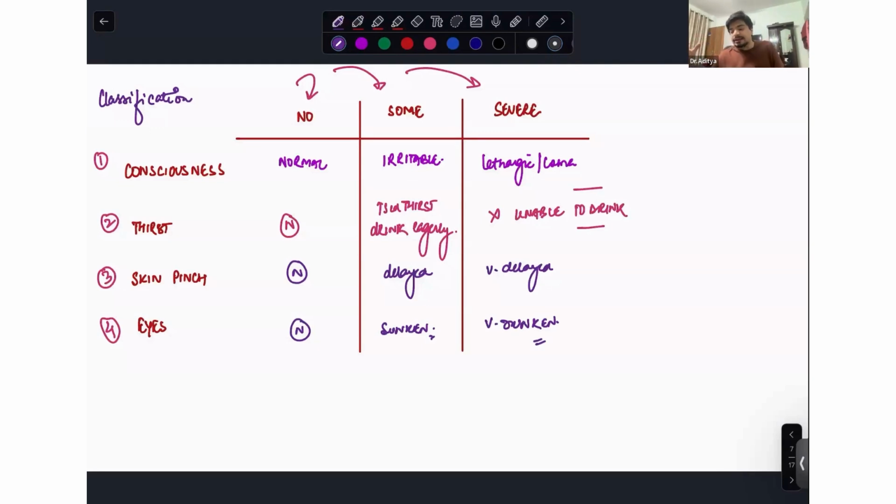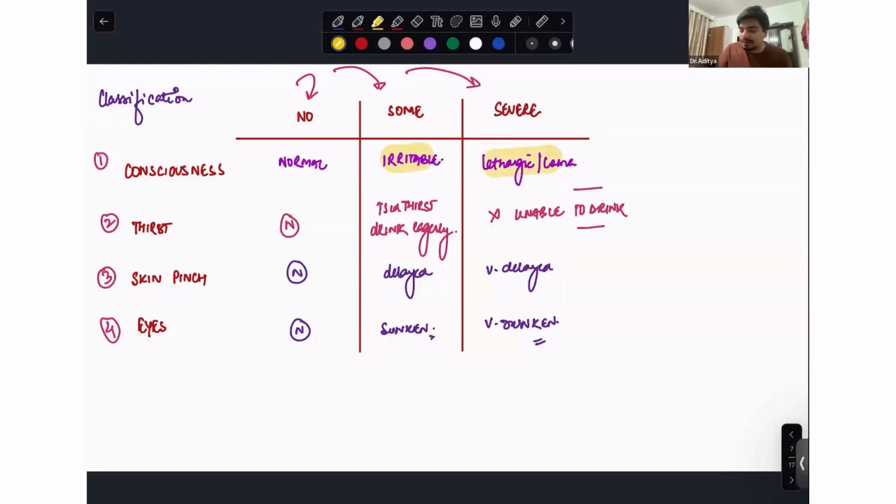Now, again, I'll explain it to you. In no dehydration, the child is normal, so consciousness will be normal. In some dehydration, you have lost some amount of water, so the child will become irritable. He wants water. He's irritated because he's not getting any water. That's why in some dehydration, irritable. In severe dehydration, you have lost so much water. The child has become lethargic or comatose, unconscious.